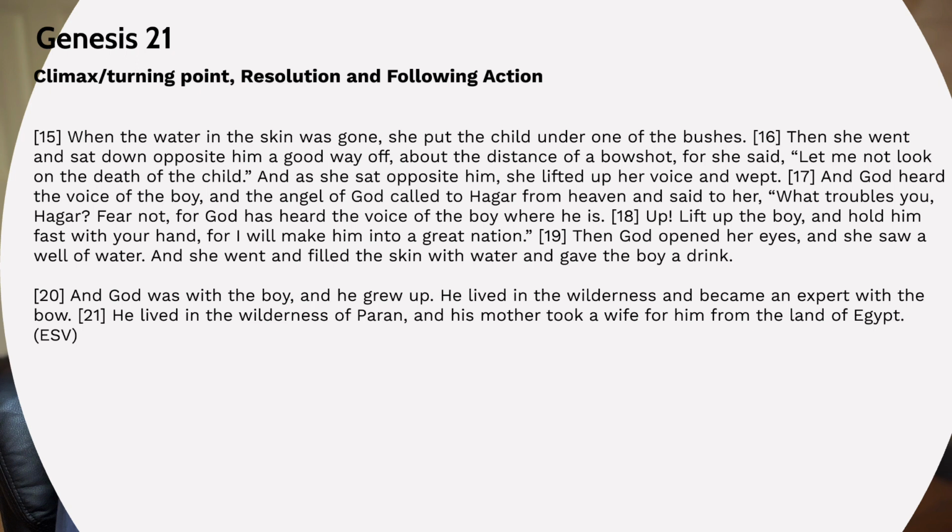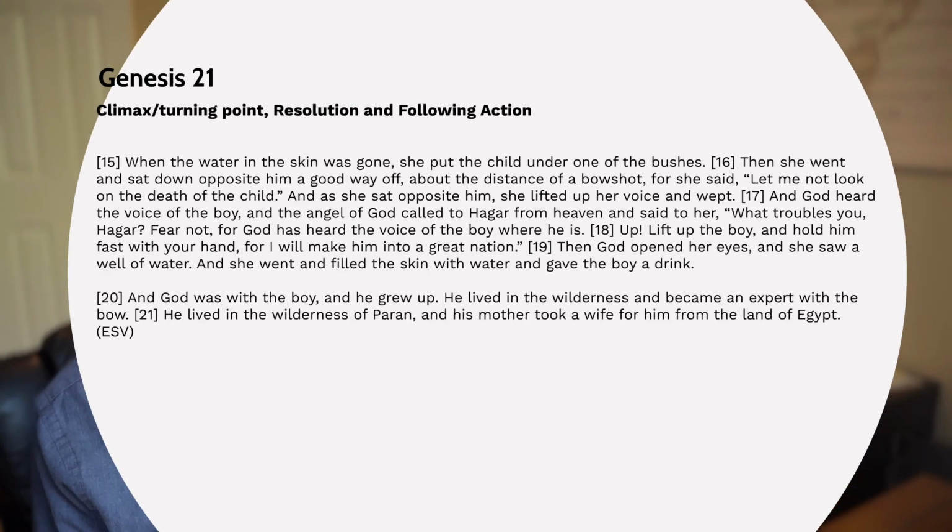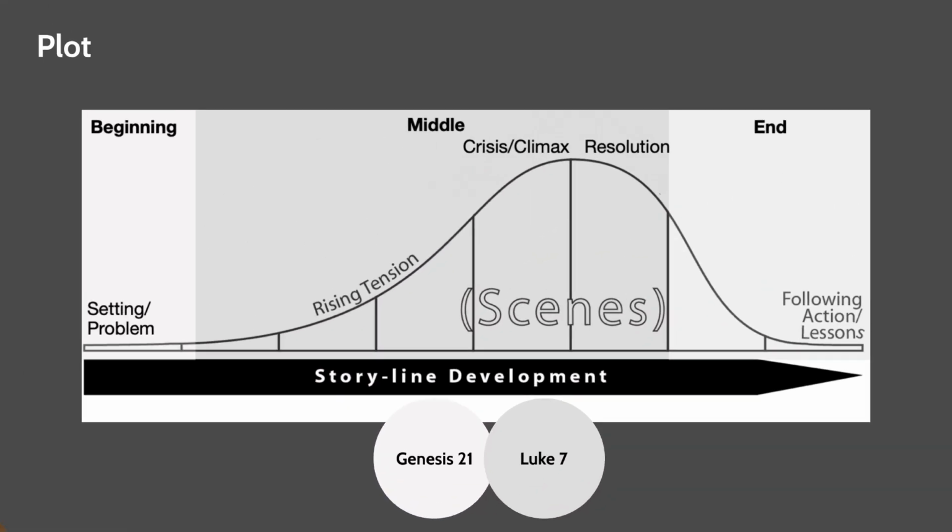Just imagine, though, if verses 15 through 19 weren't in this story, and Sarah and Abraham simply sent them away and gave them provisions. And then it just goes to verse 20, "And God was with the boy and he grew up." That doesn't make a great story. But here in 15 through 19, you have this rising tension, crisis, climax, and then the resolution with God intervening. And so that's the first example we want to look at. In the next video, I want to look at Luke 7.